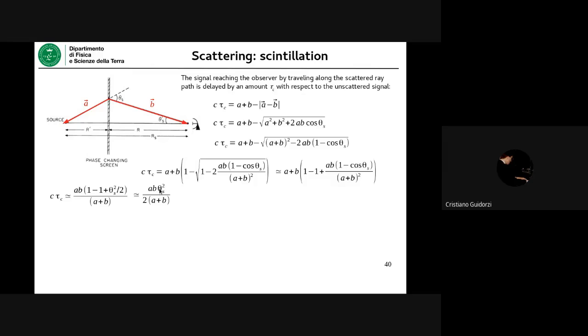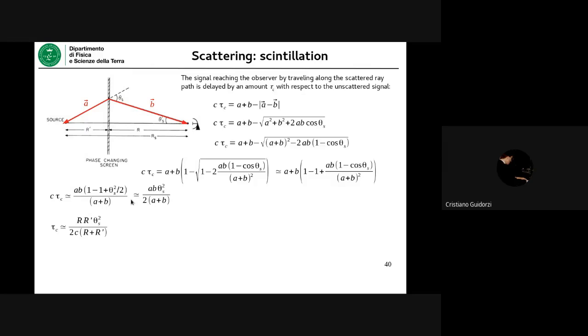In particular, it scales with theta squared. So the delay between the two, which we called tau c, is this guy here. Let's give proper names: A and B is nothing but the modulus of A, which is R prime. Again, I'm exploiting once more the fact that we are talking about small angles, so you can take this one instead of this one, and here the same. So instead of B, you take R, instead of A, you take R prime, and you end up with this guy here.